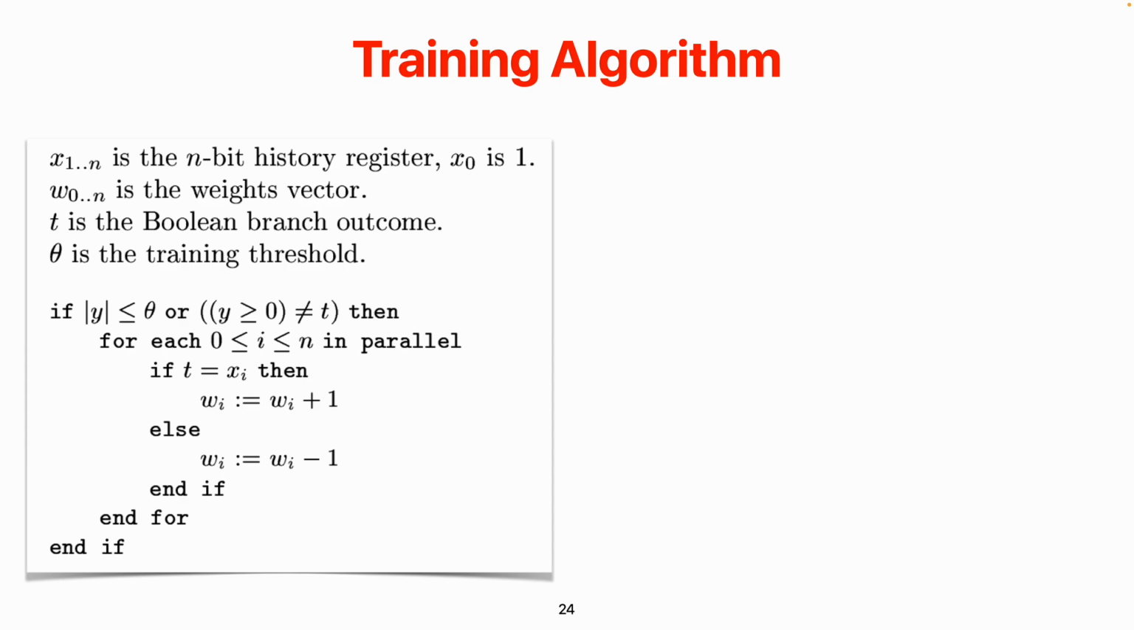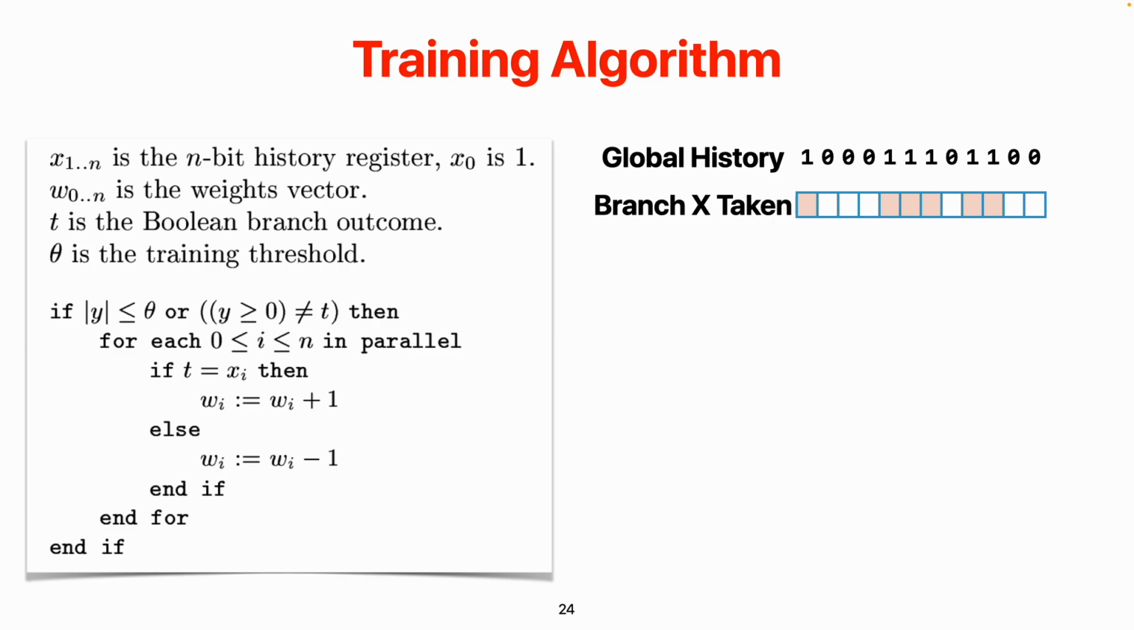And here's the training algorithm provided in a paper. Based on the algorithm, let's run through an example. Right now, say I have a global history like this: taken, not taken, not taken, not taken, taken, taken, taken, not taken, taken, taken, not taken, not taken. This is the history that I currently have, and based on this history, branch X is likely taken.